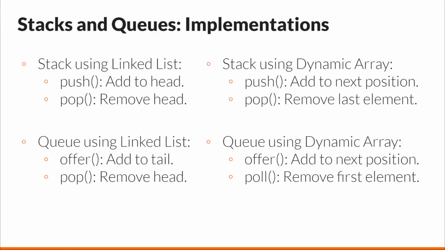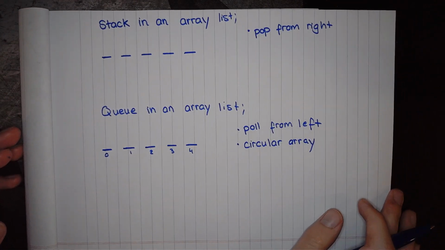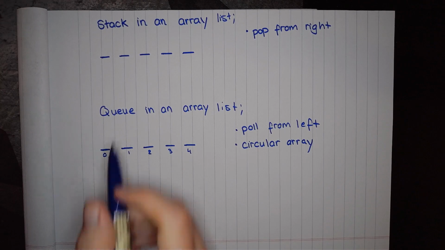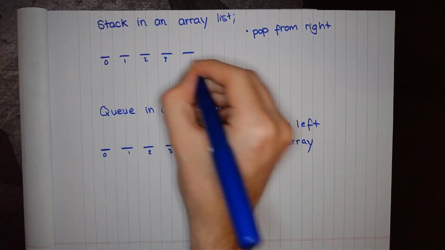All right. So the next thing is how we implement a stack using a dynamic array, right? And a queue using a dynamic array. So coming back to my notebook, I'll just add in the indices right here because I forgot to do that.